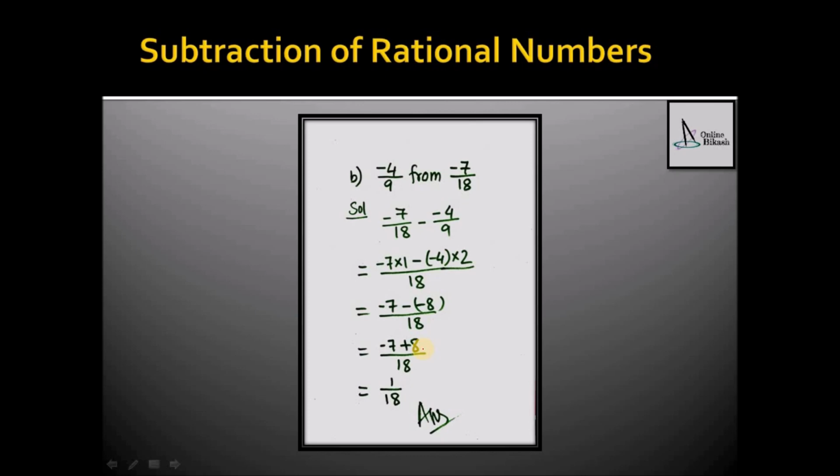But a plus sign is normally not placed in front of a number. When there is a single number, you need not place the plus sign. Just leave it alone. It will mean that there is a plus sign. So in this way we have got the result 1 by 18.